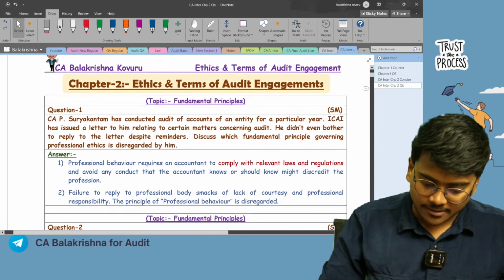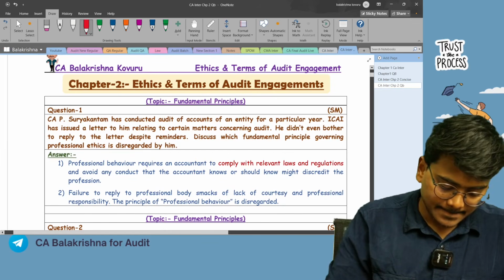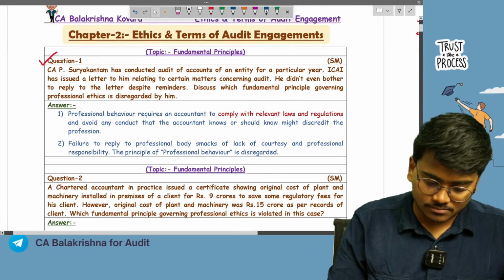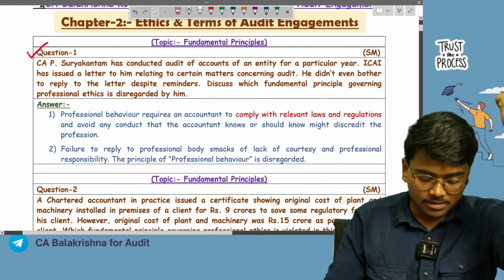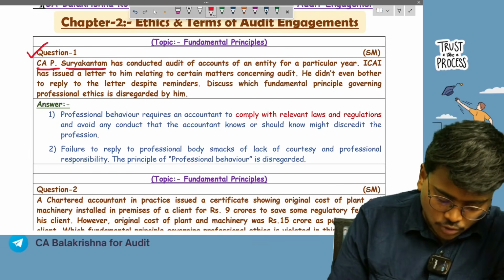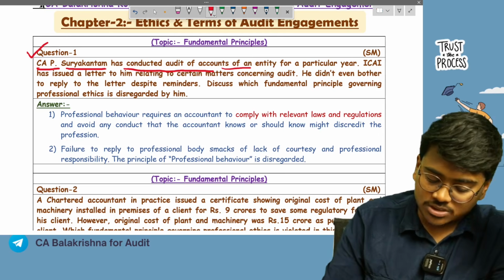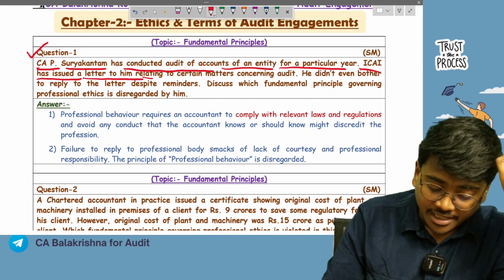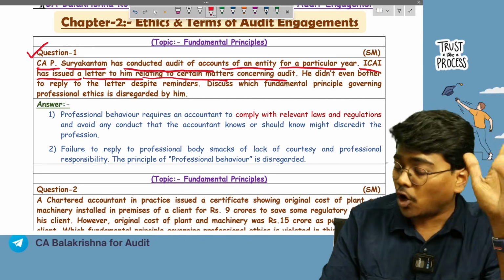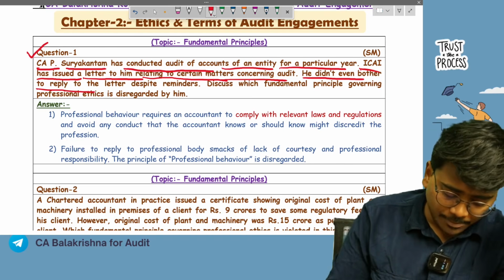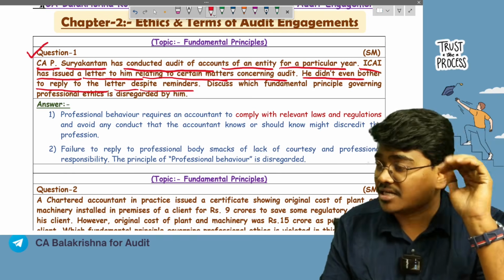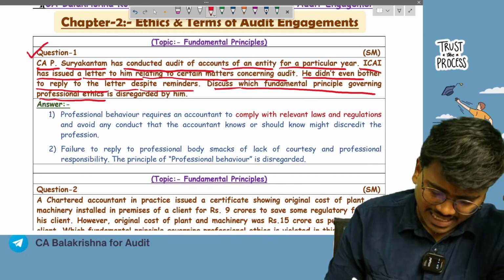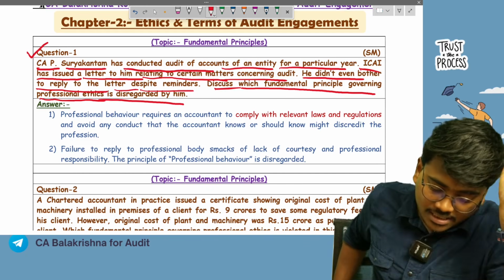So question number 1. CA Suryakantam has conducted audit of accounts of an entity for a particular year. ICAI has issued a letter to him relating to certain matters concerning audit. He didn't even bother to reply to the letter despite reminders. Discuss which fundamental principle governing professional ethics is disregarded by him.